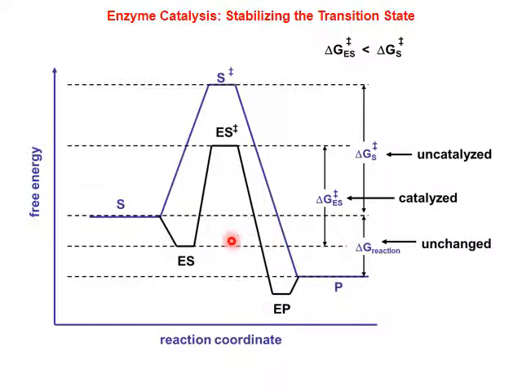Now if we have an uncatalyzed reaction and we want to calculate the delta G double dagger, this activation energy, it'd be from this position up to here, and that's what we're showing here, uncatalyzed. All right. The catalyzed reaction involves the enzyme binding to the substrate to form the enzyme substrate complex.